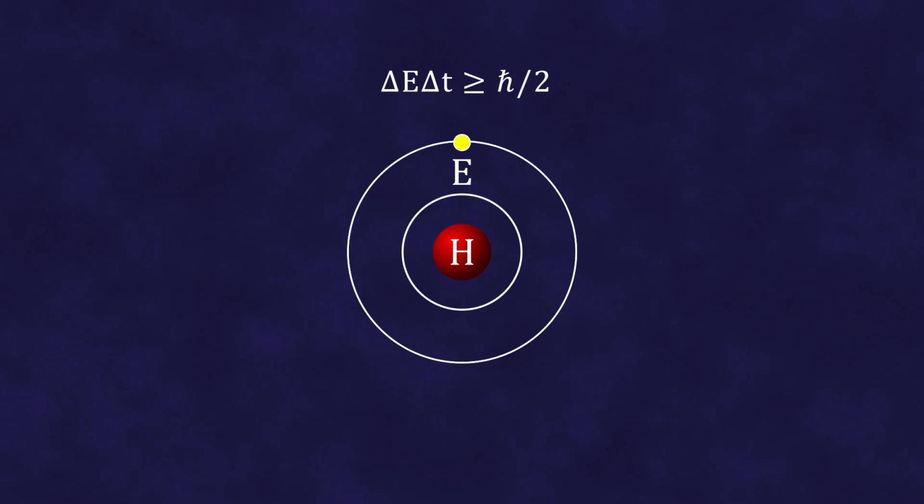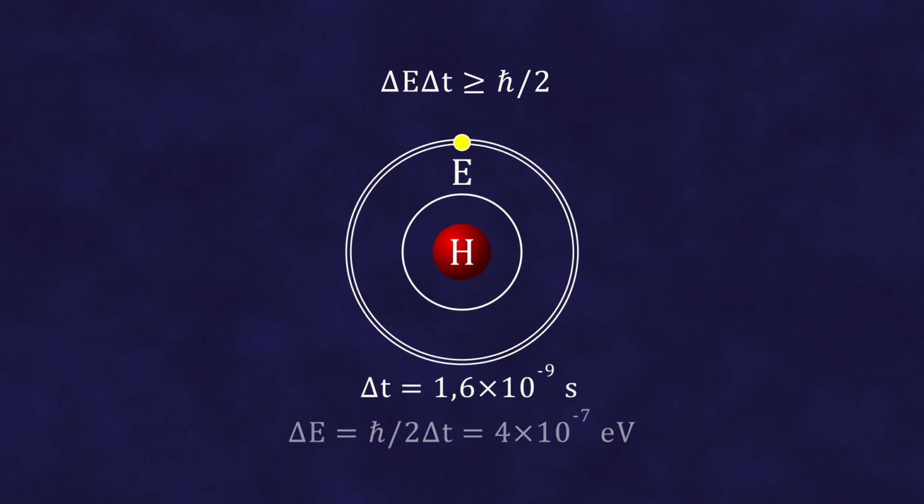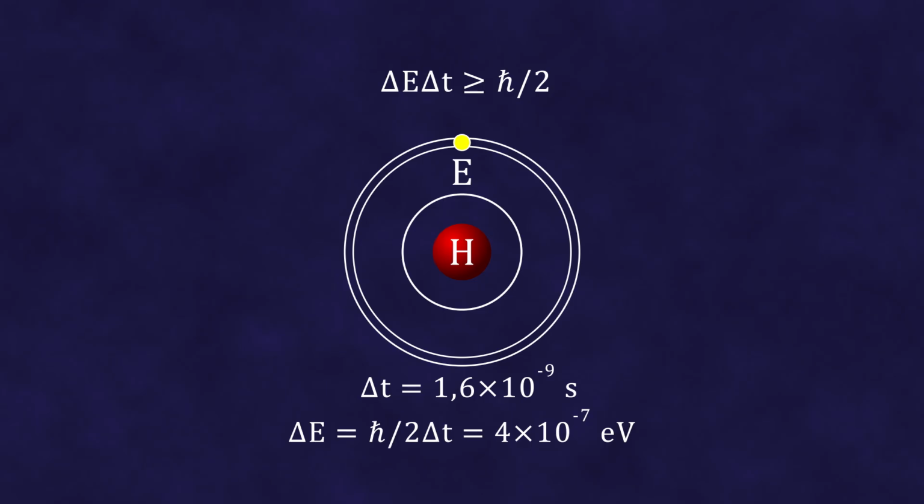For the second energy level, 2p state in the hydrogen atom, this average time amounts to approximately 1.6 times 10 to the power of minus 9 seconds, which gives us an uncertainty in determining the energy of the 2p state of approximately 4 times 10 to the power of minus 7 electron volts. As can be seen, the Lorentz broadening smears the Lyman alpha line quite insignificantly.